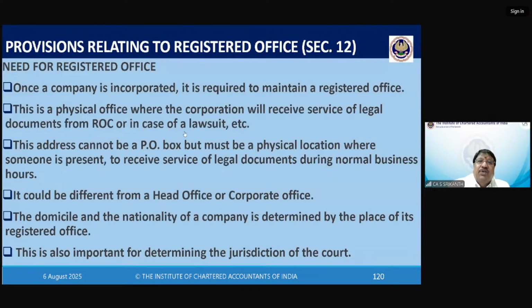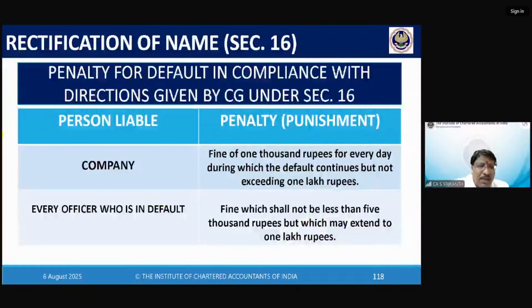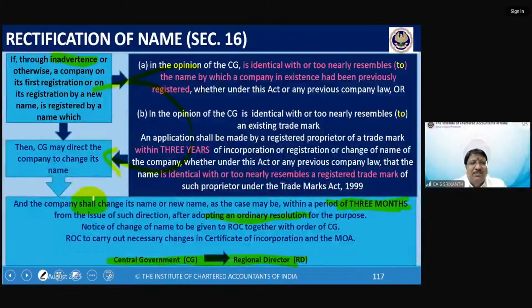Now we'll go to registered office. Now, must and shall are one and the same, sir. The more legal term is shall, sir. If you want to be legal, you will use shall, sir. Must, in conversation, you can say, sir, when I am telling somebody, you must do it.